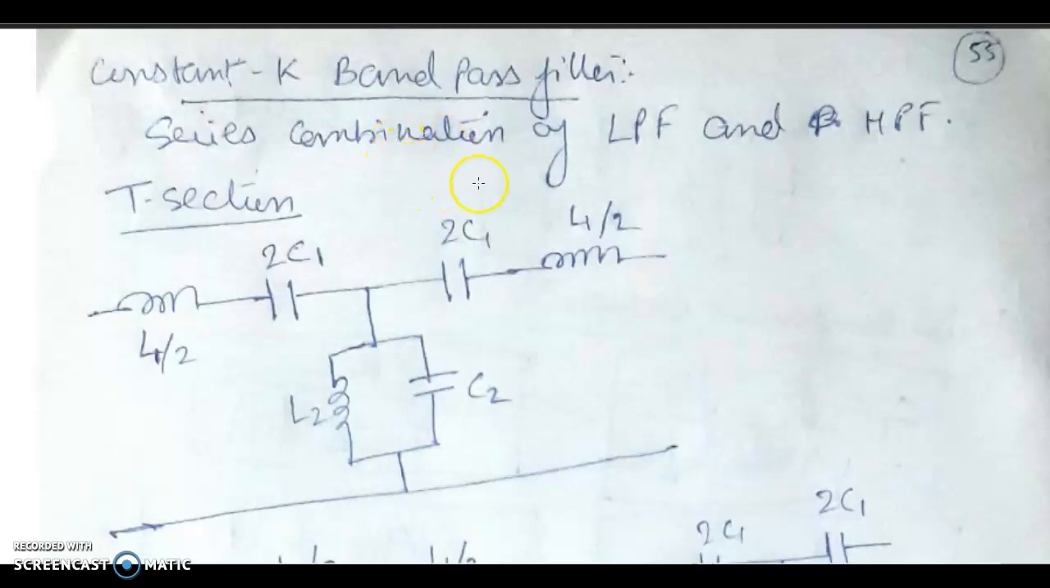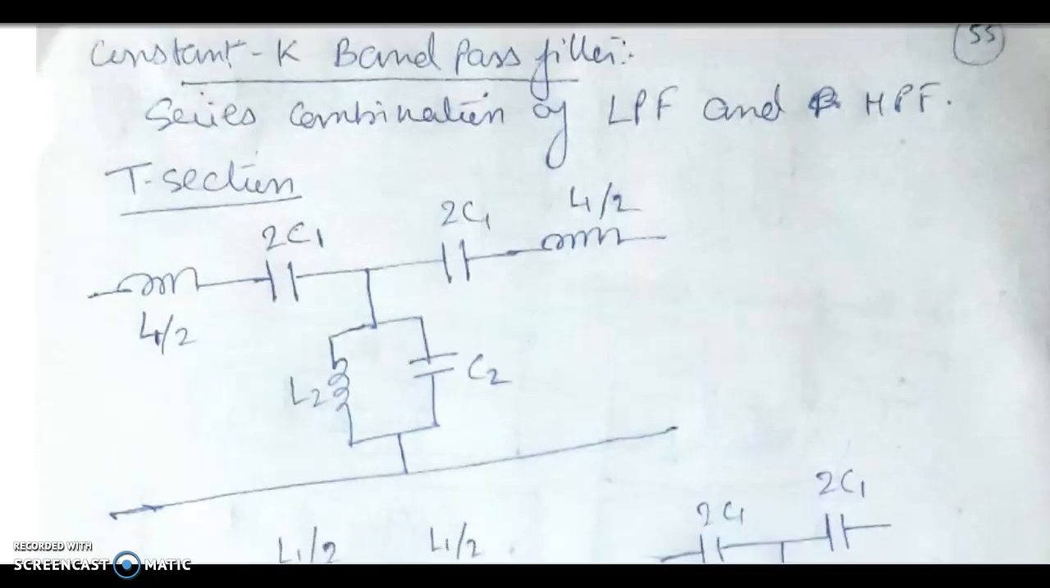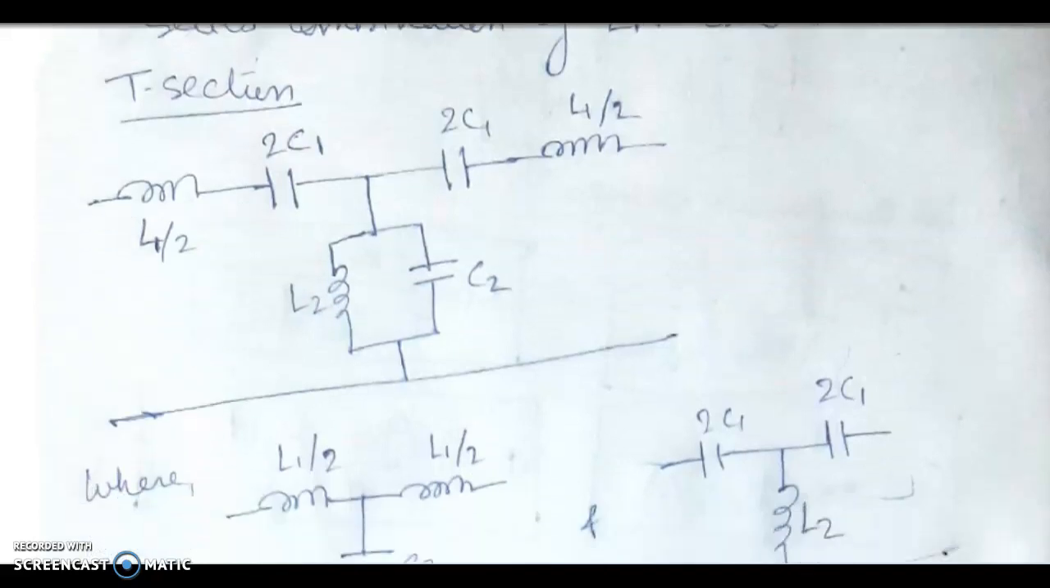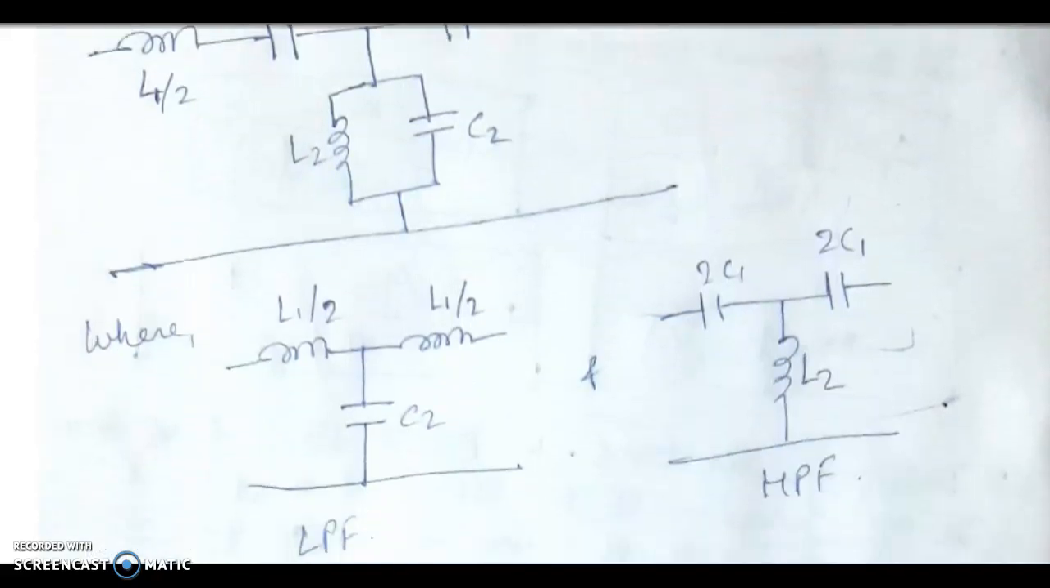Now similar to the low pass and high pass filter, constant K band pass filter will also have two configurations. One is T configuration and second is pi. So when we see the T configuration, the low pass filter will have this configuration in which the series element is inductor and the shunt is capacitor, and because the net impedance of the series arm should be equal to Z1, the inductance value is L1 by 2 and L1 by 2.